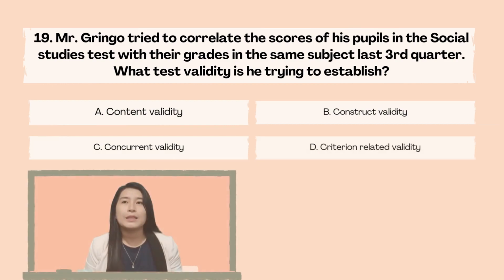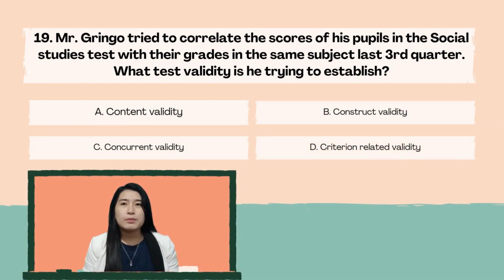For the 19th question, Mr. Gringo tried to correlate the scores of his pupils in the social studies test with their grades in the same subject last third quarter. What test validity is he trying to establish? A. Content validity, B. Construct validity, C. Concurrent validity, or D. Criterion-related validity. So your 15 seconds start now.